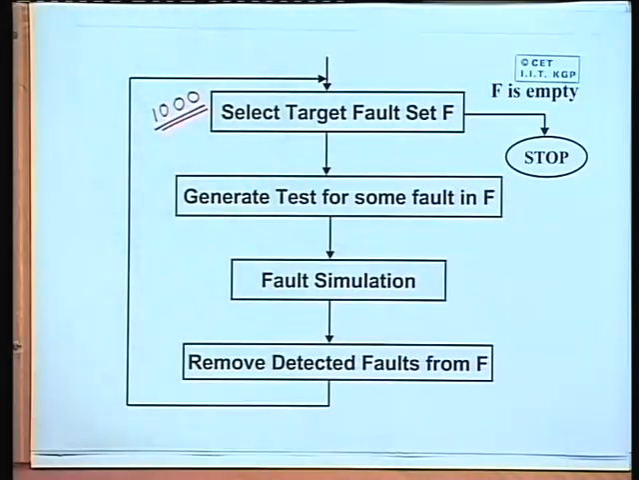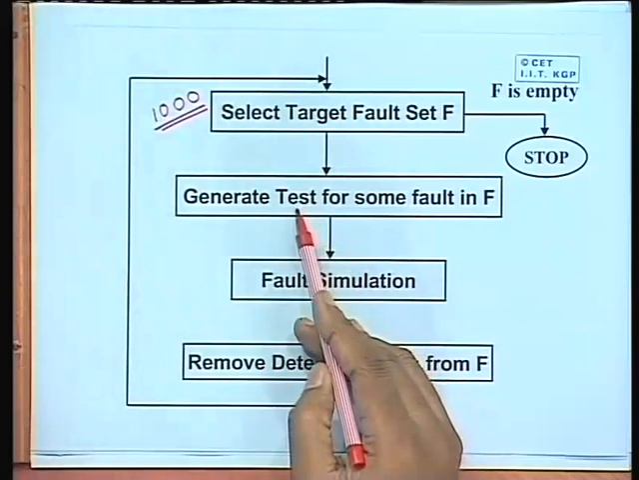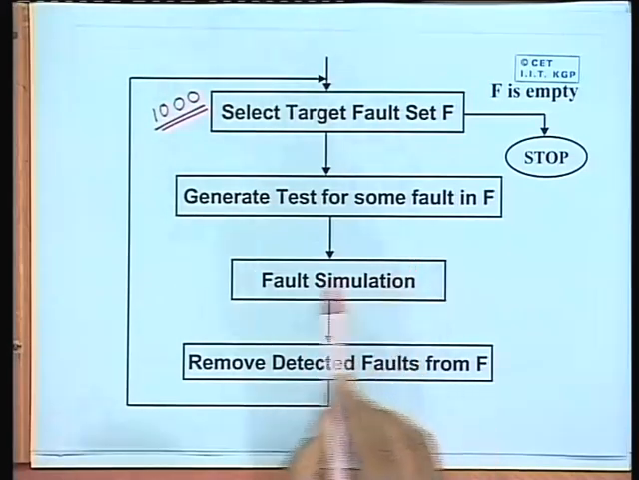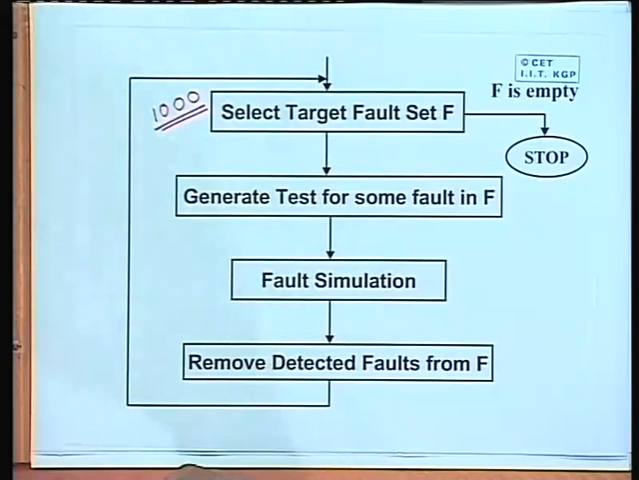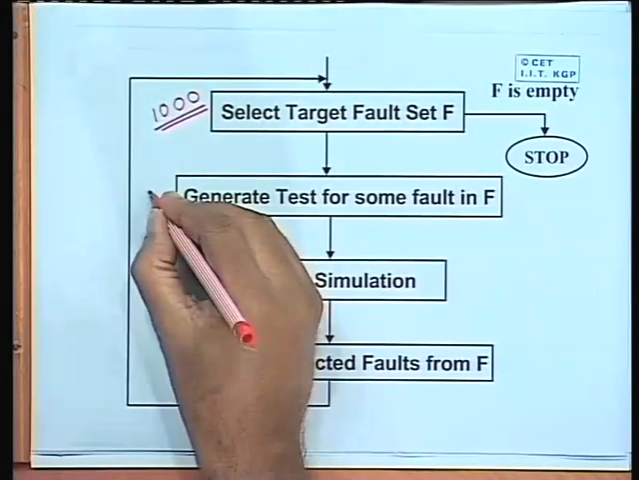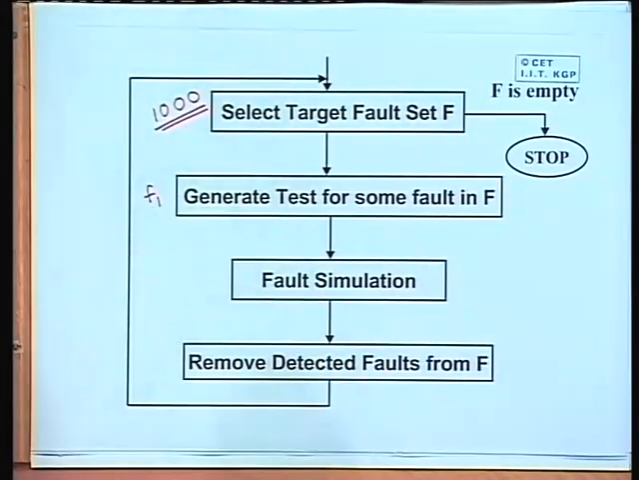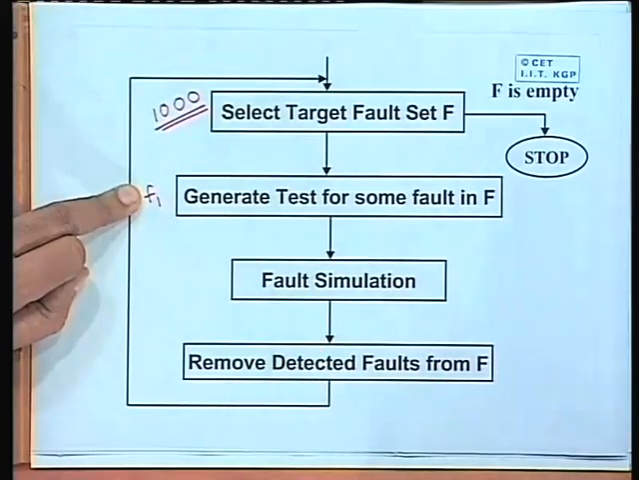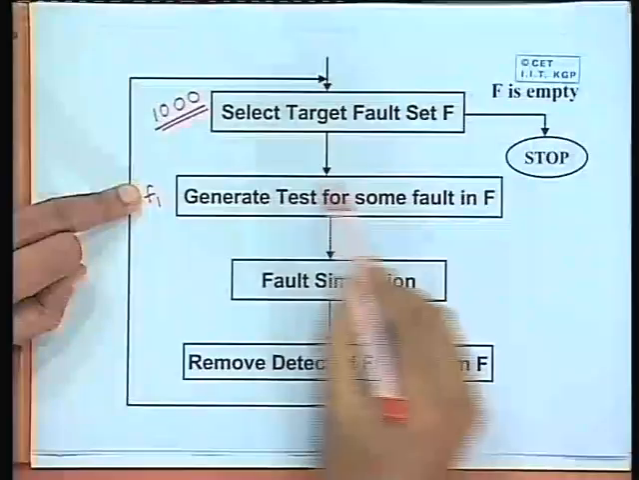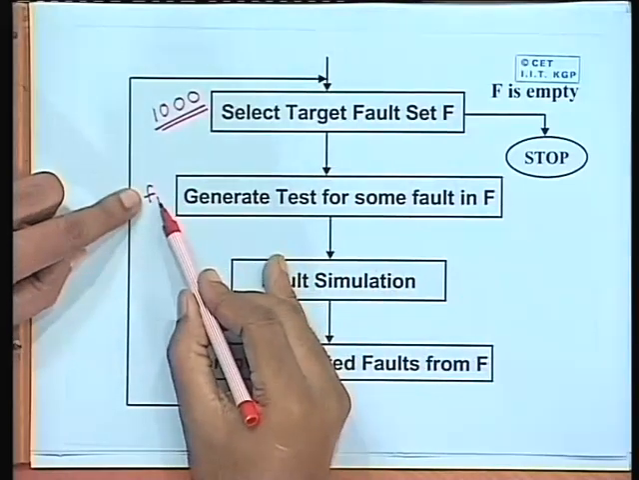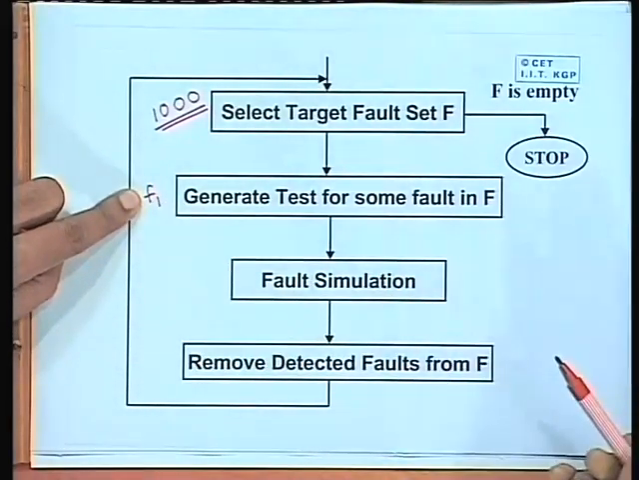You take any one of those faults and try to find out a test vector for detecting that fault. Why? Because if you carry out fault simulation after that, say this test vector was generated for a fault F1. Now, fault simulation will tell you that instead of F1, another 50 faults are getting detected by that same test vector. So, what happens is that although you have generated a test for a single fault, the corresponding test vector is able to detect 50 faults.